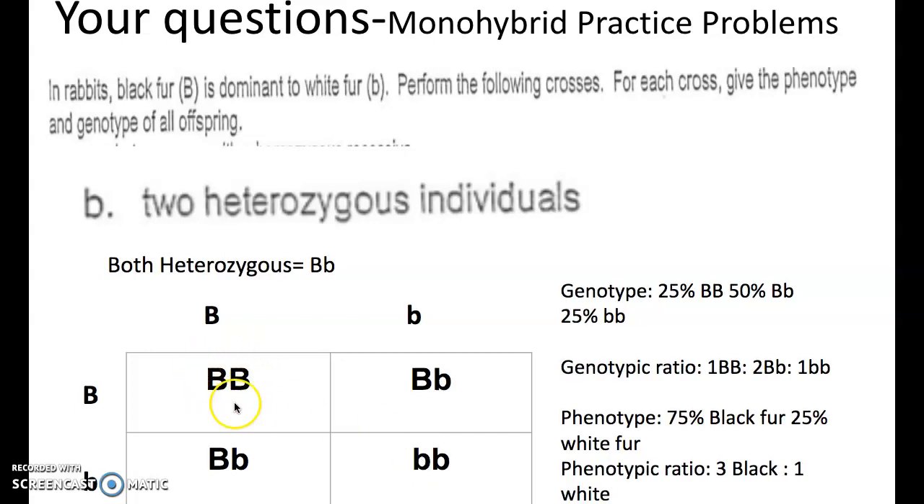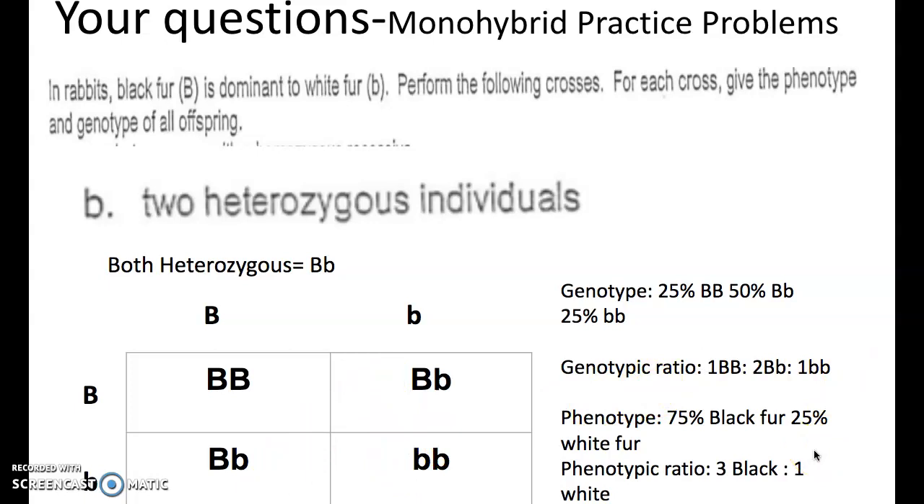So you have one box that has 2 capital letters, that's 25%, that's 1 out of 4. 2 boxes will have big B, little b, 2 out of 4 is 50%. 1 out of 4 has 2 lowercase letters, so I have 25% big B, big B, 50% big B, little b, and 25% little b, little b. If I'm looking at genotypes, again, I'm counting boxes. 1 big B, big B, right? 1, 2, so now 2 big B, little b, and 1 little b, little b. So 1 to 2 to 1, that's my genotypic ratio.